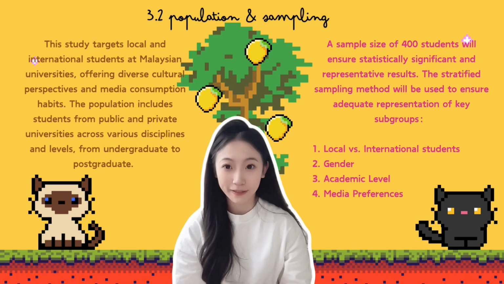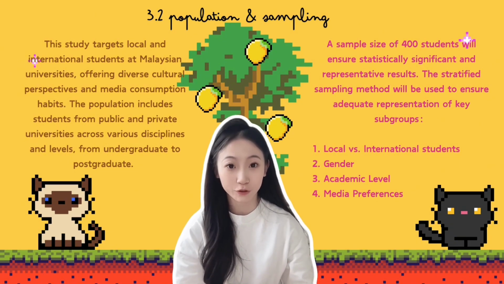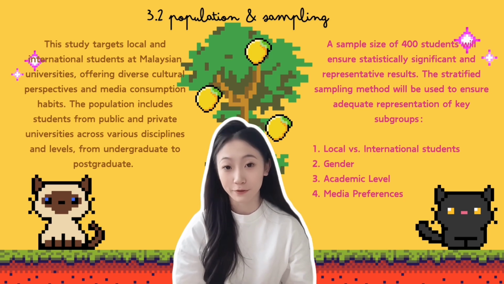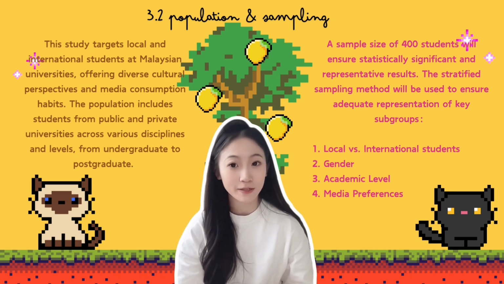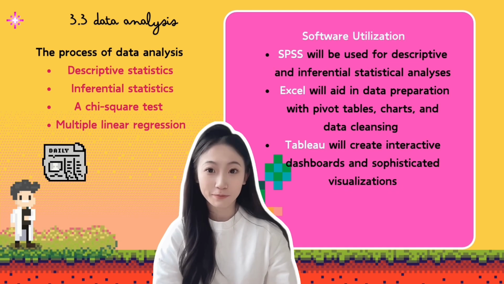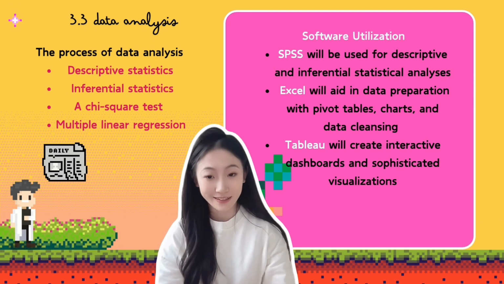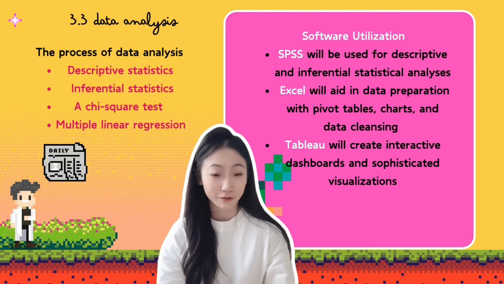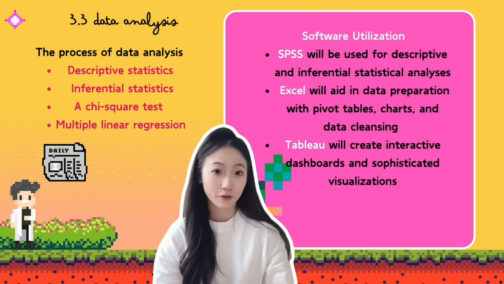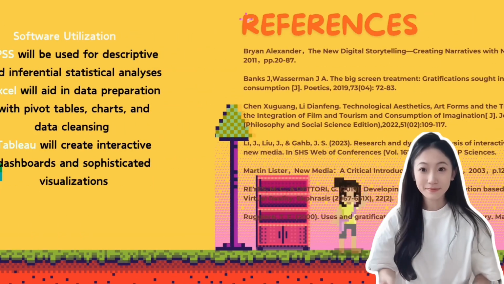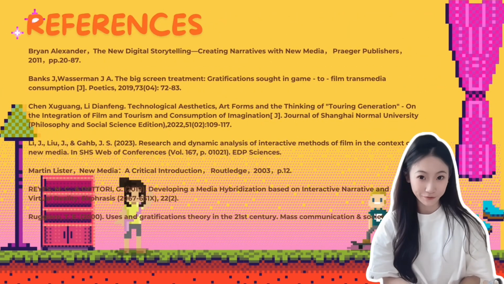So how about the sampling? A sample size of 400 students will ensure statistically significant and representative results. The threshold sampling method will be used to ensure adequate representation of key groups. So about data analysis, the process of data analysis one by one is descriptive statistics, inferential statistics, chi-square test, multilinear regression. By the way, I will combine with some software utilization like SPSS, Excel, and so on. Here, these are the references that I referred to.